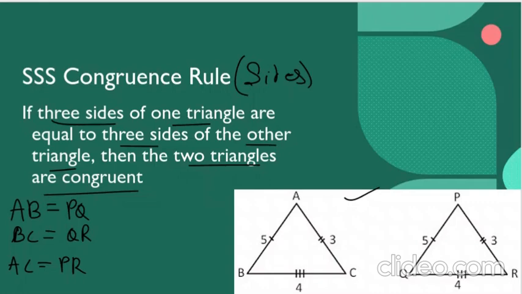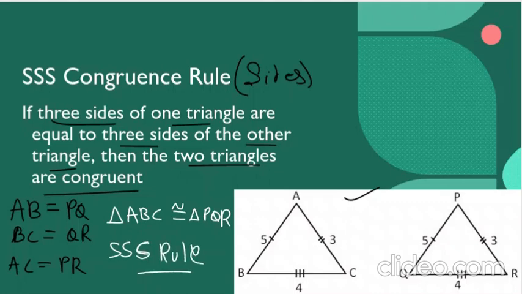Now what I can say, all the three sides are equal of one triangle and the other. So with respect to this, what will I say? I will say that triangle ABC is congruent to triangle PQR. Based on what? Based on the SSS congruence criteria or rule. That is how you prove it. You have to write which all sides or angles are equal and then you will write they are congruent. Okay, so this was SSS.